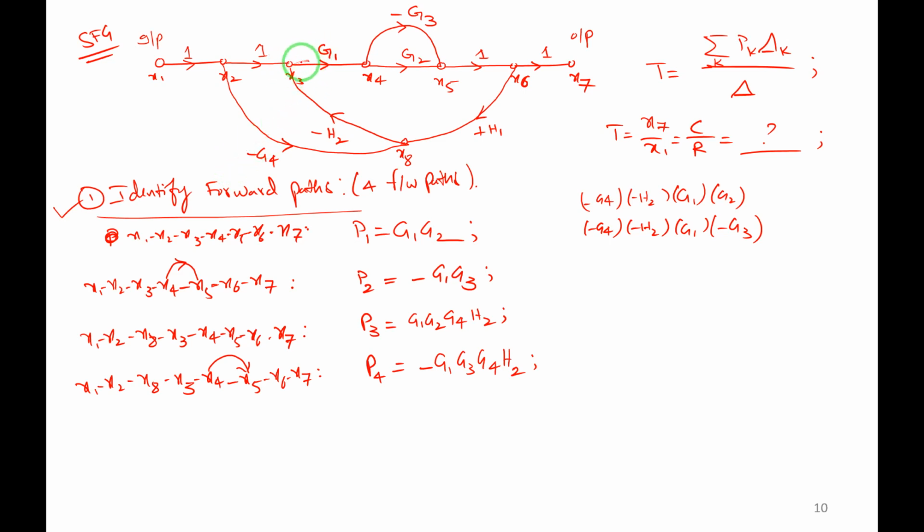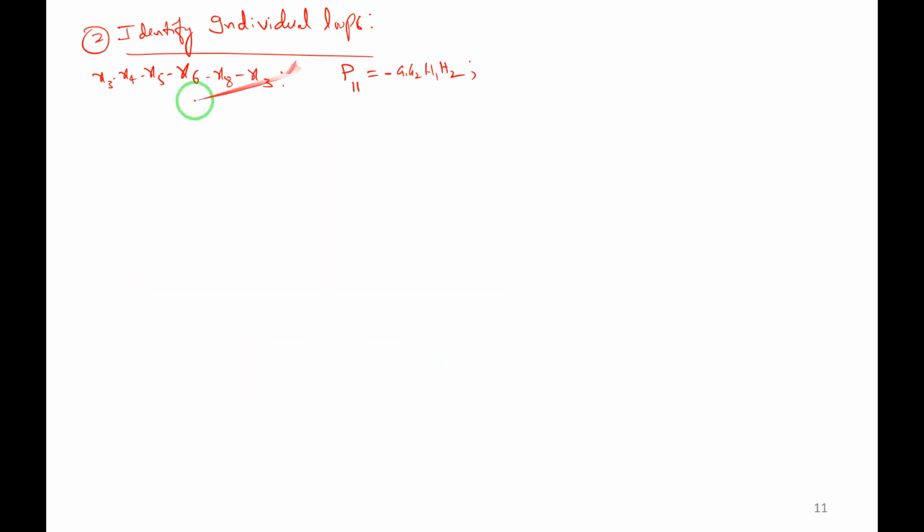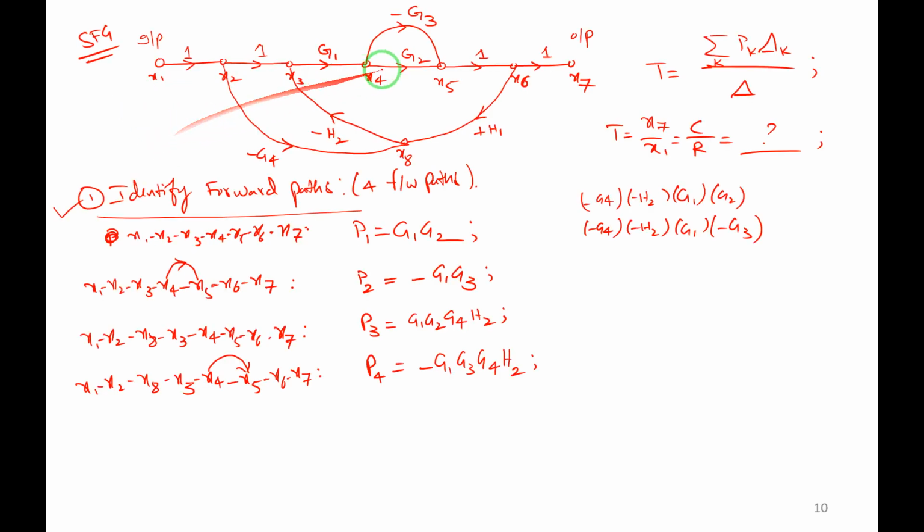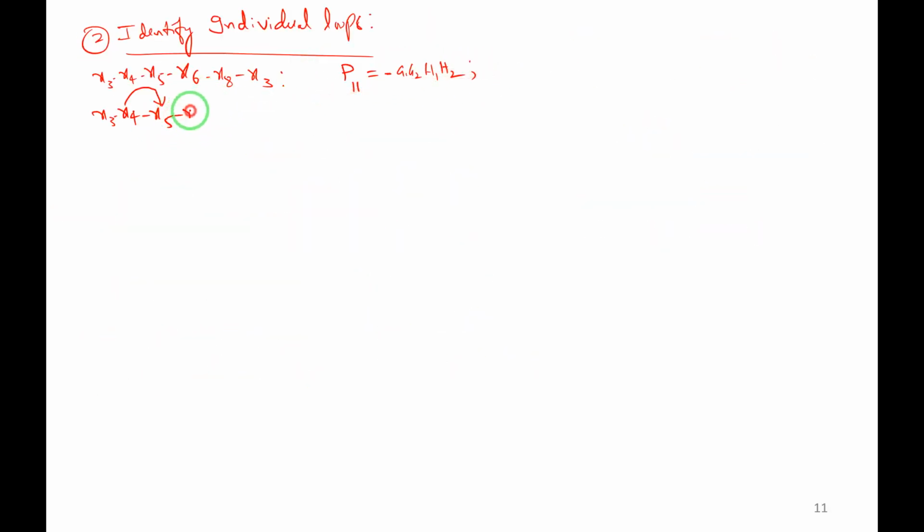Yes, it is there. You can easily check it. 3 to 4. From 4, I will not go straight to 5. I will jump from 4 to 5 along the gain minus G3. From 5 to 6, 6 to 8, 8 to 3. That's another loop, the second loop. You can observe here this jumping 4 to 5, then 5 to 6, then others remaining the same, 6 to 8, then 8 to 3.